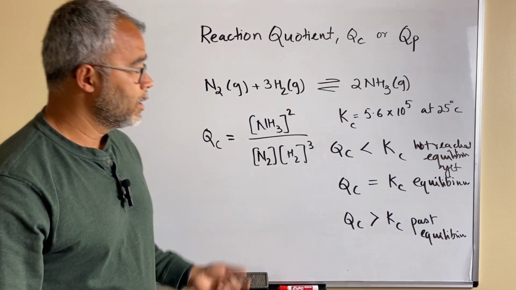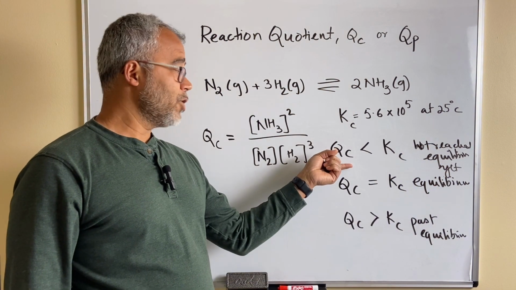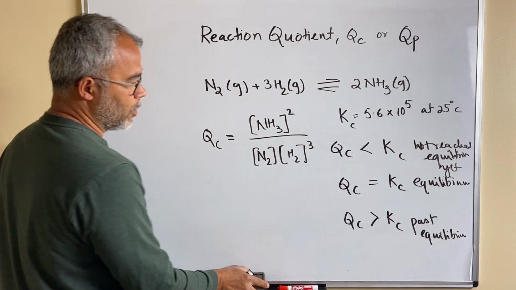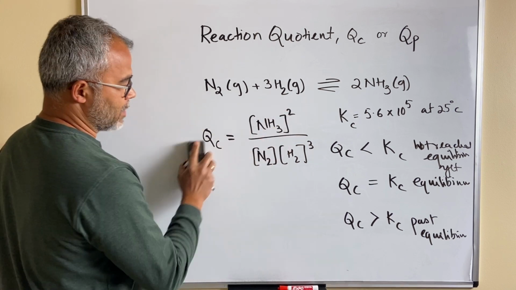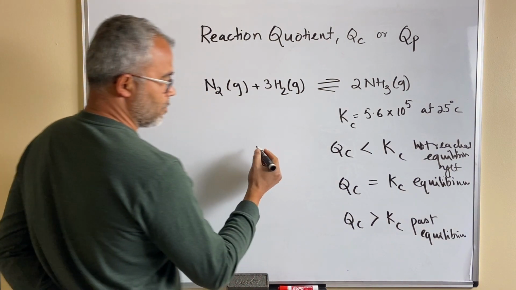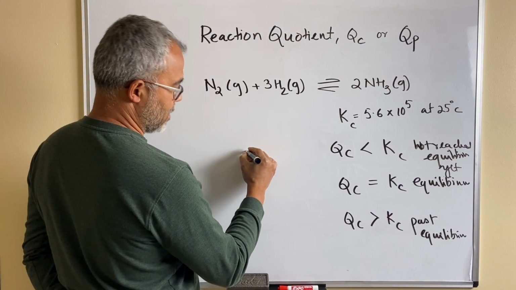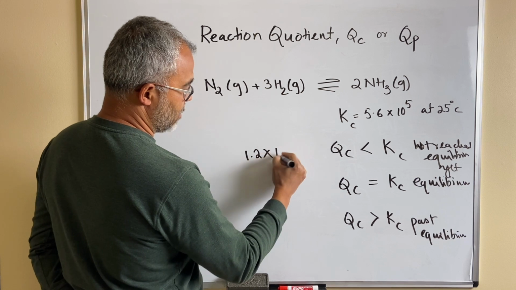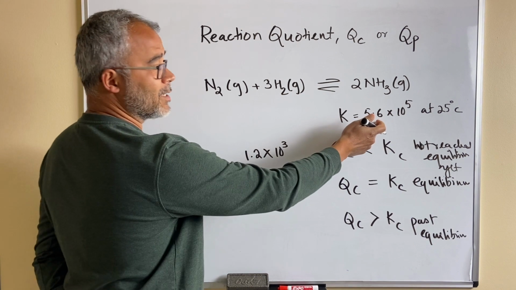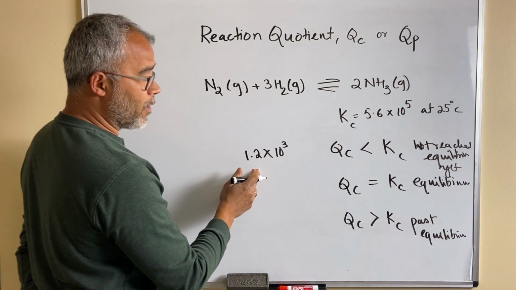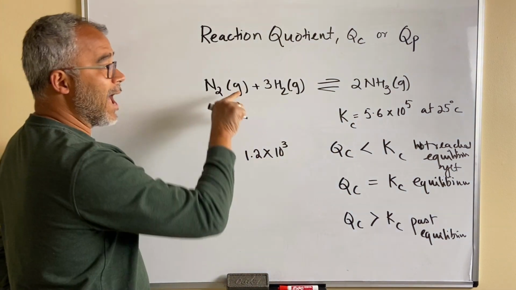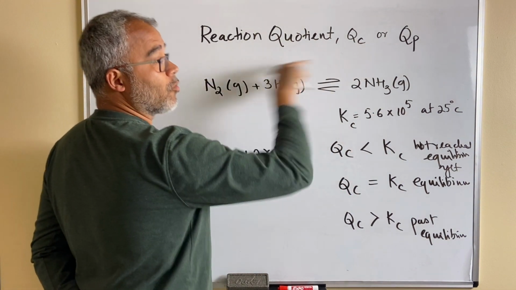So what does this mean? This means that if the value of QC, so let's take a value off the top of my head, okay? So let's go ahead and I'm going to erase this expression because it's the same. Let's go ahead and assume that the value of QC is 1.2 times 10 to the power 3. Clearly that value is much less than that value, right? Therefore, it means that QC has yet to reach equilibrium, therefore the reaction will move to the right.